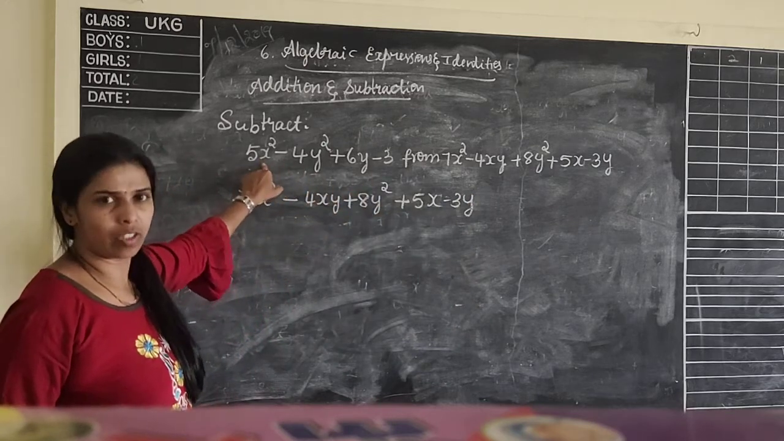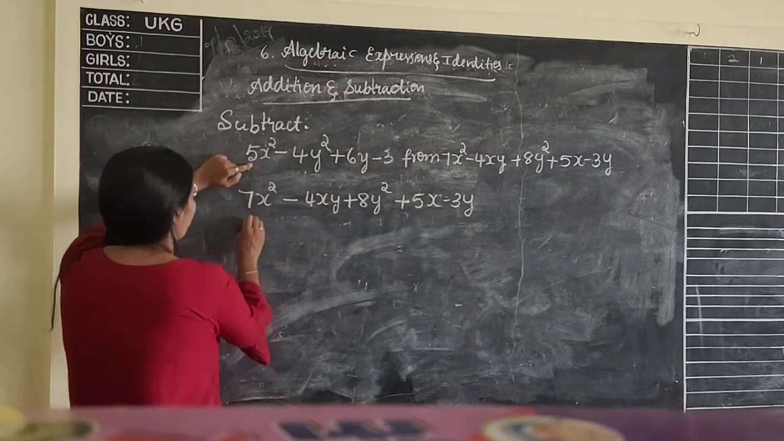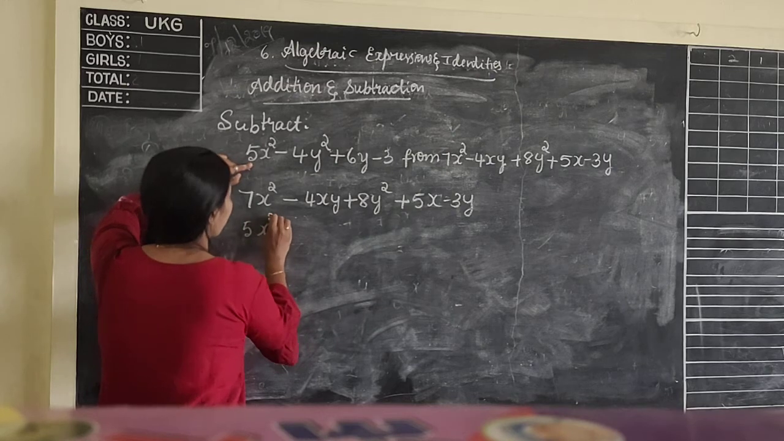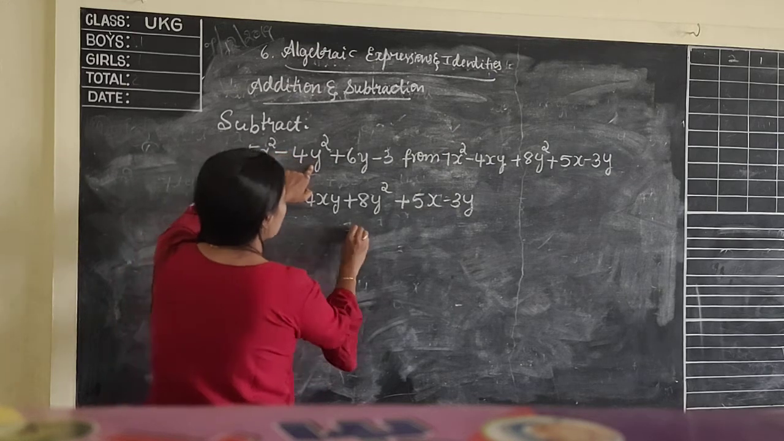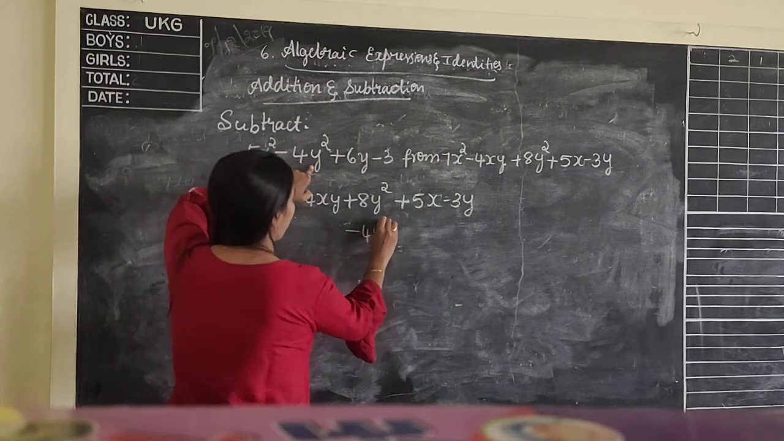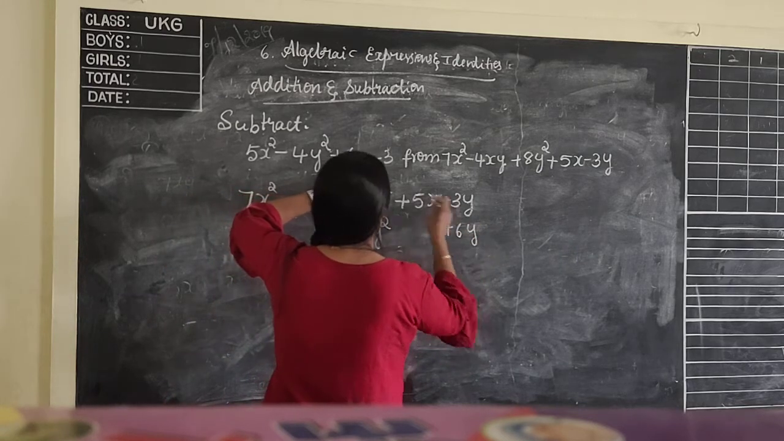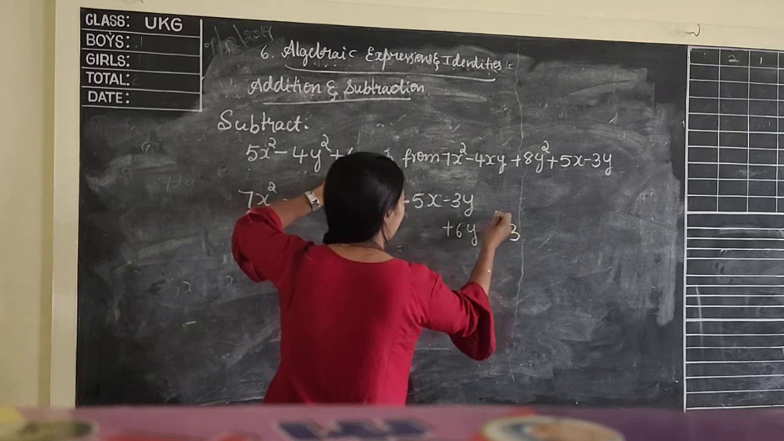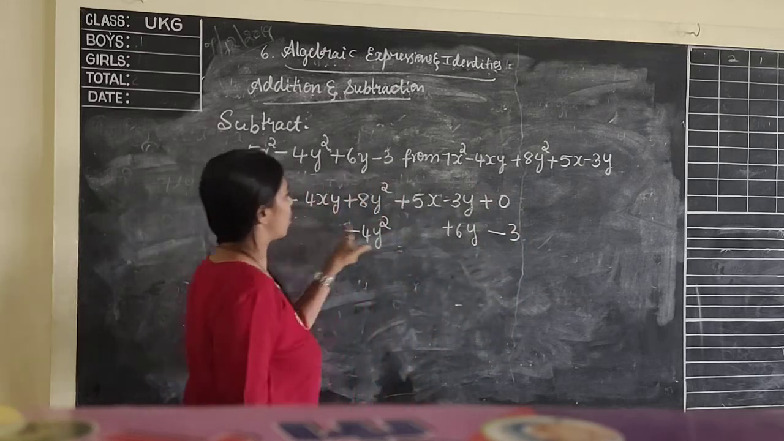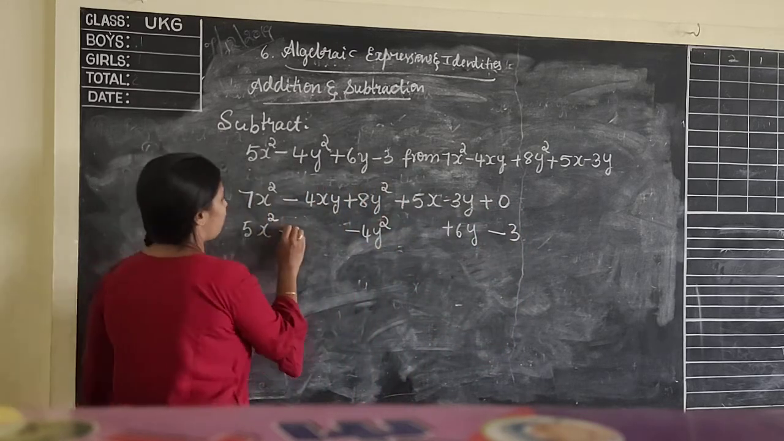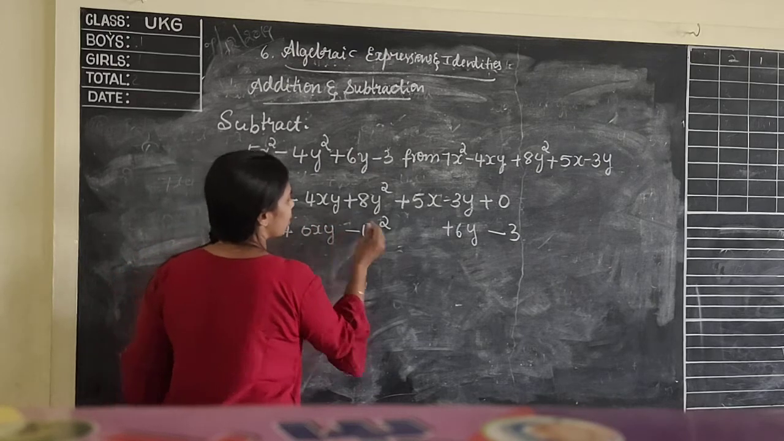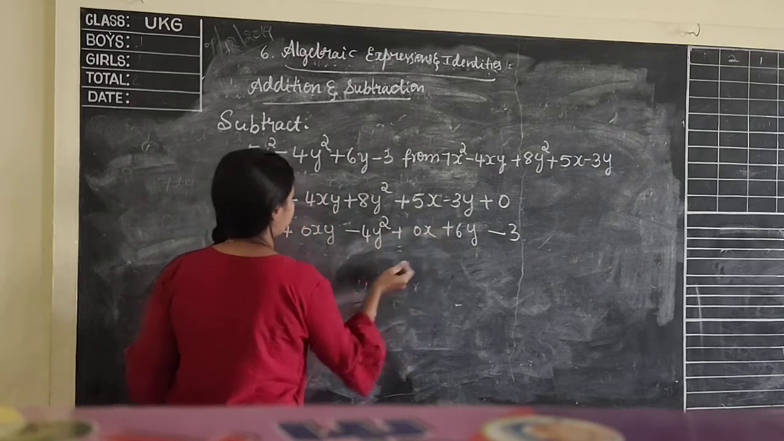Next, while writing this, put the common same terms together. 5x square y square, minus 4y square, plus 6y, minus 3 outside, because it is not there here. So which is missing? There you write 0 plus 0xy plus 0x.